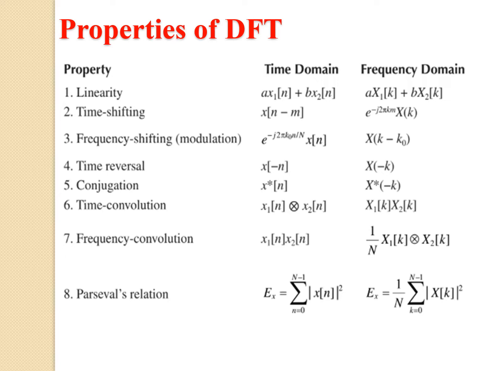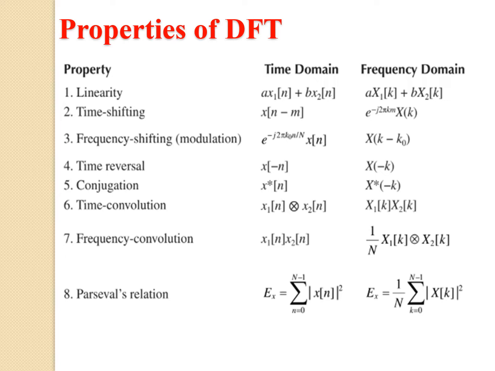And the time convolution property. The convolution in time domain is equivalent to the multiplication of two signals in frequency domain. And the next property is frequency convolution. The product of two signals in time domain is equivalent to the convolution of two signals in frequency domain.